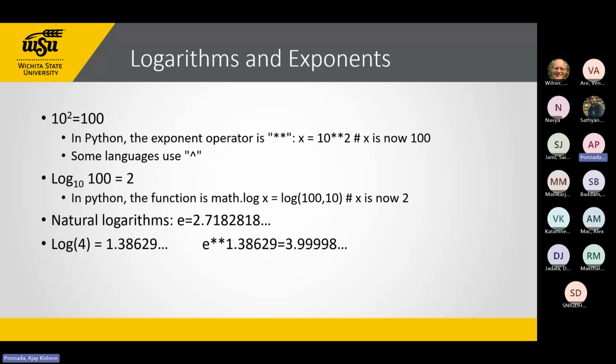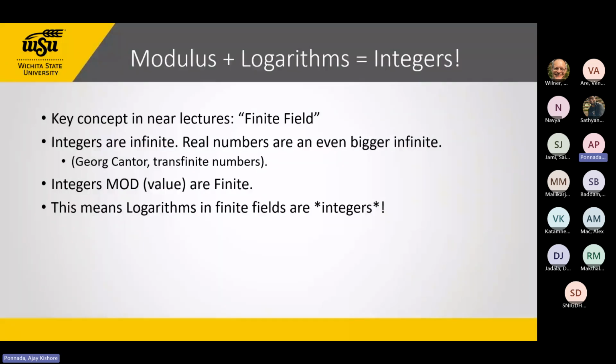In upcoming lectures, we're going to discuss finite fields. Integers are infinite, and real numbers are an even bigger infinity, like fractions, 2.3, 3.4, 2 by 3, something like that. Integers mod a value are finite, correct? So this means logarithms in finite fields are integers. It's confusing now, but you will get clarity when we dig deeper into our math lectures. That's all for today.